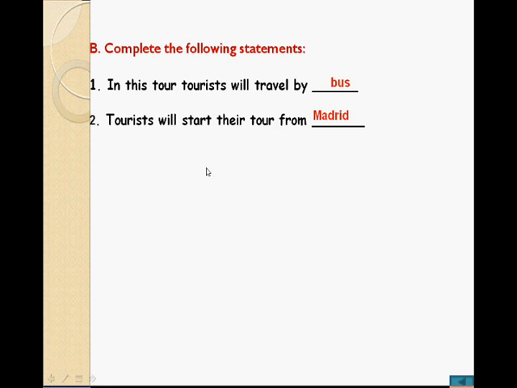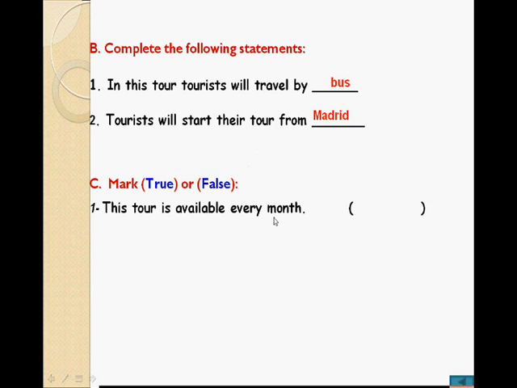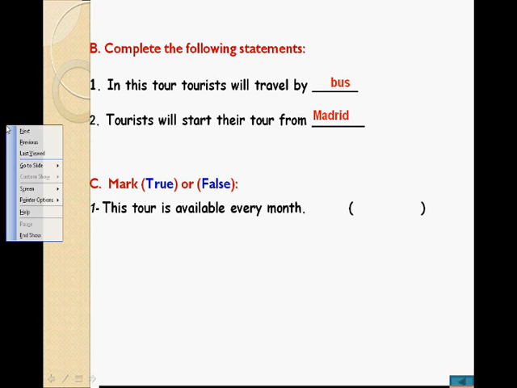Okay, let's have a look at our third type of question, which I think by now you know, which is mark true or false. Is it correct or not correct? Number 1, this tour is available every month. Again, look at the key words. Tour, and this tour, not any tour. Available means it's there. If you would like to travel, you'll go. Every what? Month. Okay, let's go back to the text.